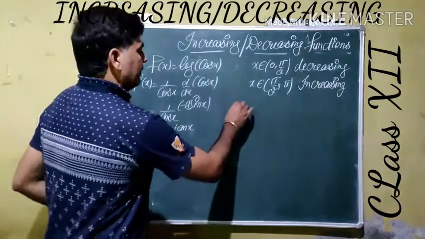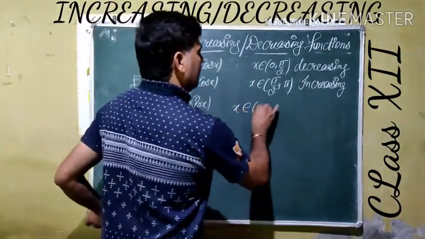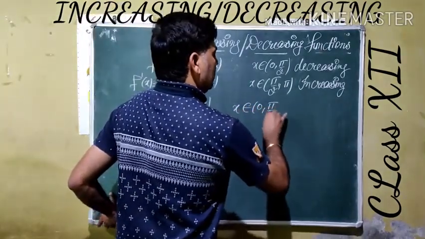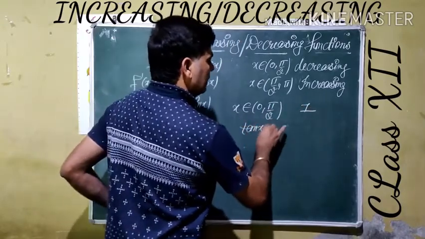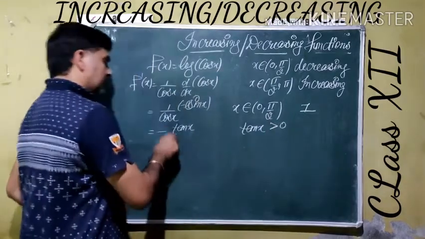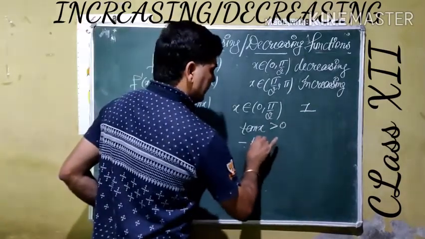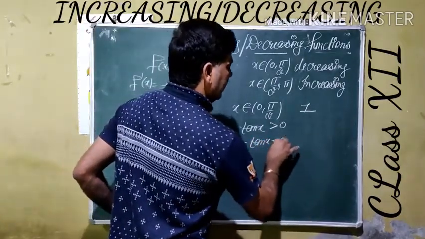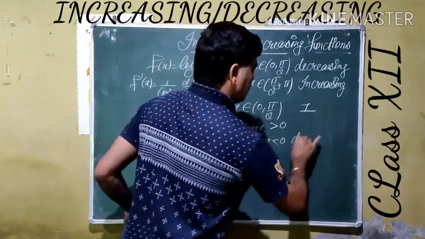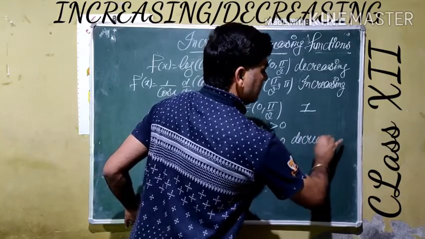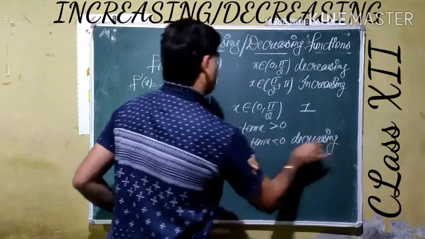If you see here, for x belonging to 0 to pi by 2, it means it lies in the first quadrant. In the first quadrant, tangent theta is always positive, so minus tangent theta becomes negative, which means the first derivative becomes less than 0. So here the function is strictly decreasing. This is the first case.